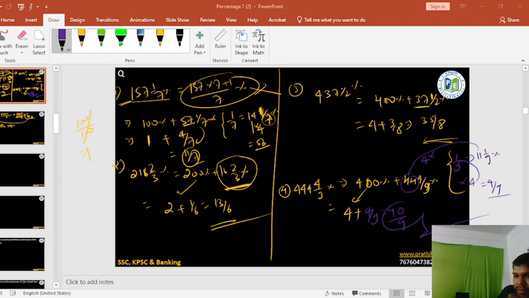Percentage everyone has to make strong in that itself. How to convert number into percentage or percentage into number. First of all, take a random number, try to convert into percentage. Take a random percentage, try to convert into number. That is the first step. And that is the basic. Build the basic.